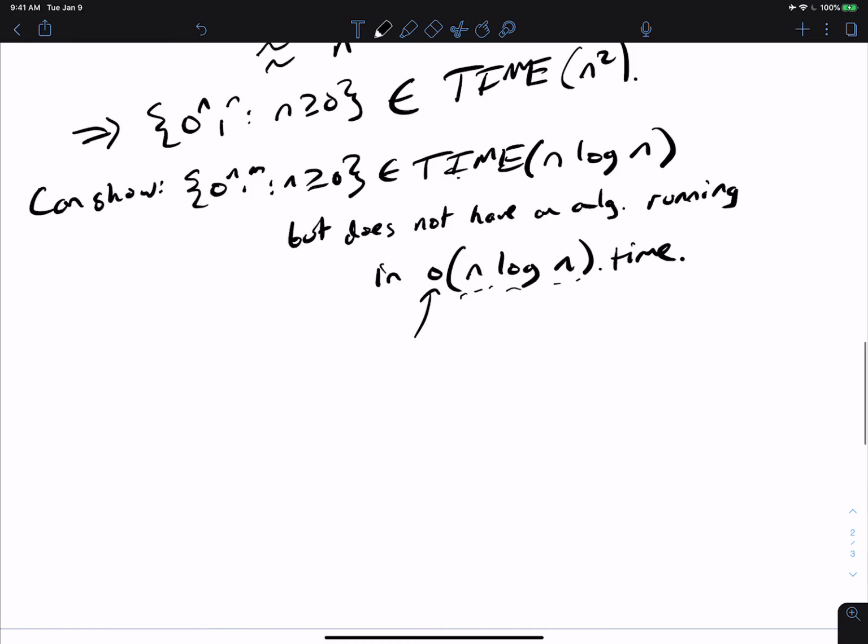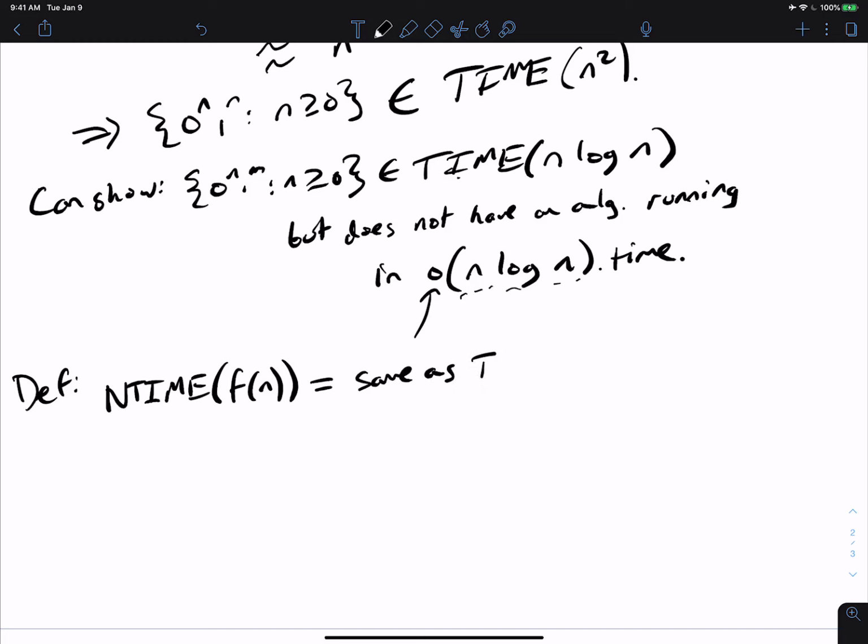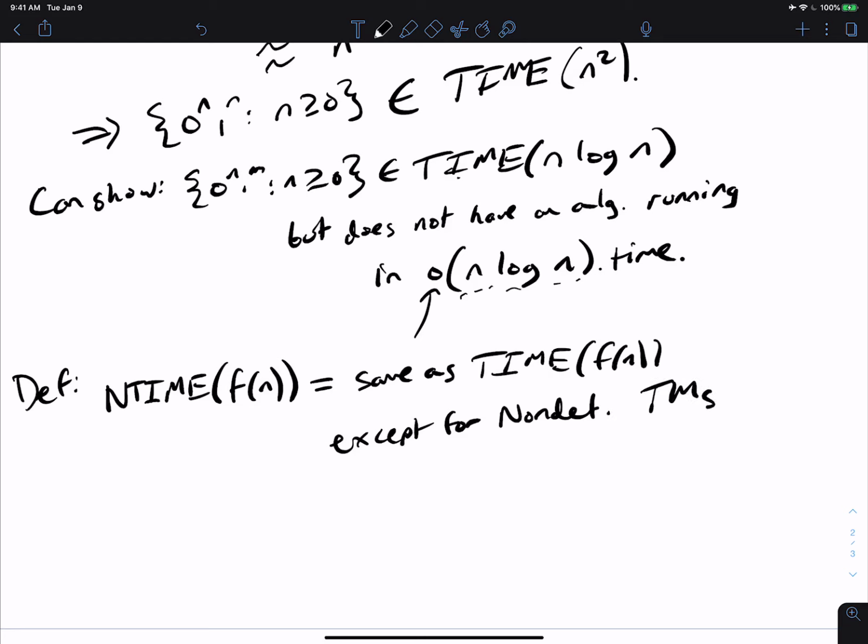Okay, so what are we going to talk about here? Well, we're going to make another definition, actually several more, where we're going to call NTIME of f of n the same as TIME of f of n. So exactly the same definition, except for non-deterministic Turing machines. And what does this mean? This means that all computations run in big O of f of n time. So it's not like that one happens to do really well. It's just that all of them run in big O of f of n time.